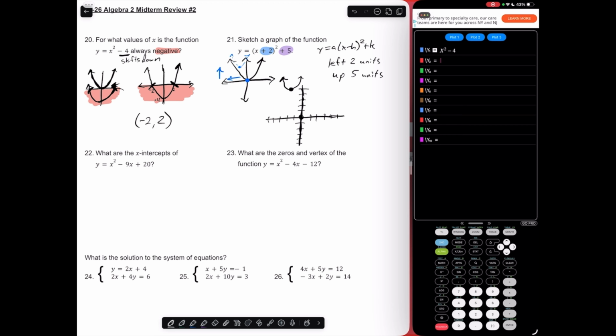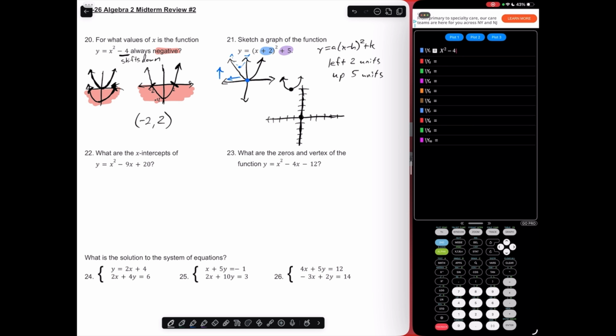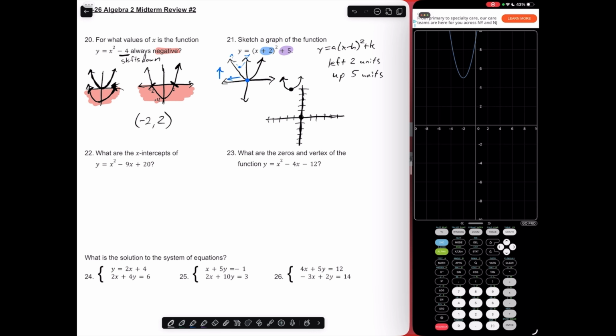And if you have access to a calculator, you can always use that to help you out a bit. We have x plus 2 in parentheses. Make sure you're using the right notation. Plus 5. If we look at the graph, we notice it goes left and up. So that gives us our sketch.